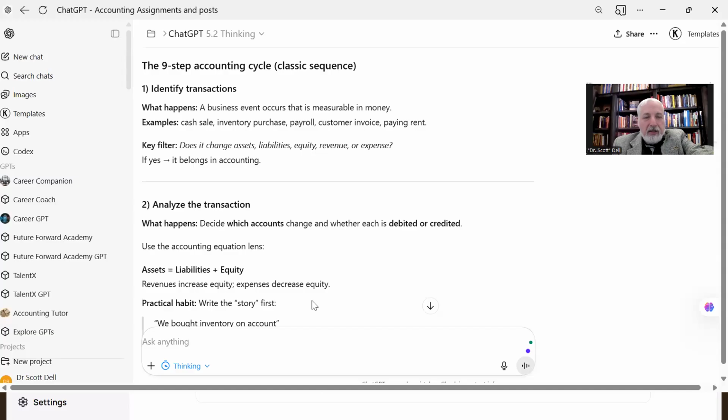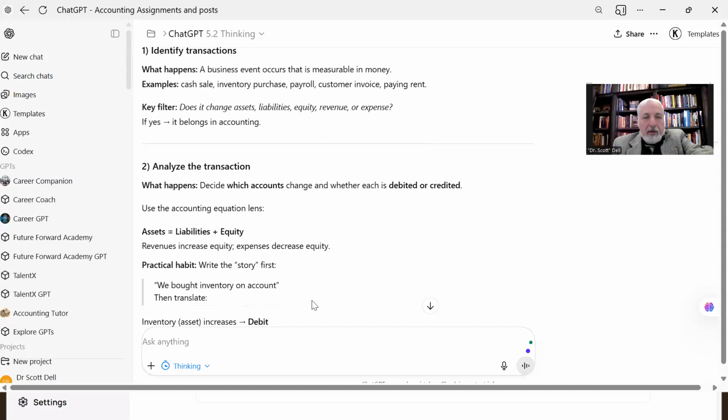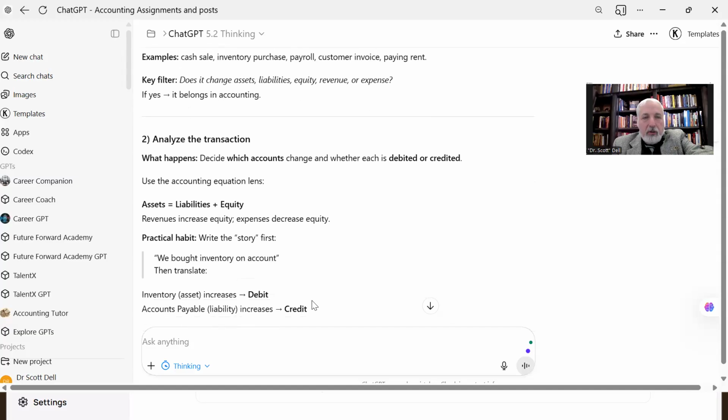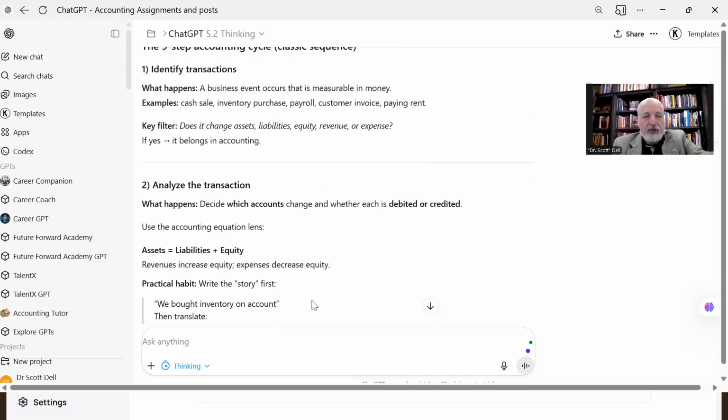So anything that affects the accounting equation. All right, analyze a transaction. So we have to decide what accounts get hit. We look and say, okay, at least two things are going to get hit with every transaction. Not just two, but at least two. So we're saying, did this affect assets, liabilities, equity? And then we look at the accounting equation and we realize revenue less expenses, that net income ends up flowing into equity as well.